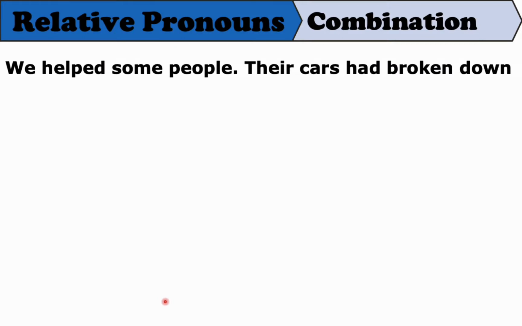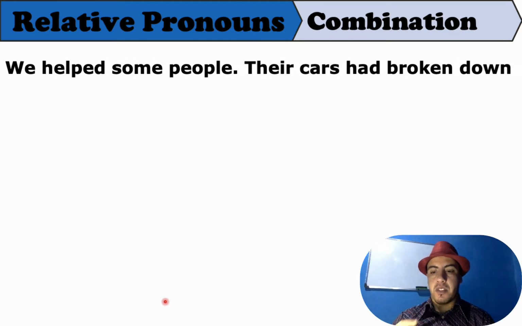Another one. We helped some people, their cars had broken down. Okay, we helped some people, their car had broken down. Broken down means stop working. So what is repeated here? Some people, or people, and there.